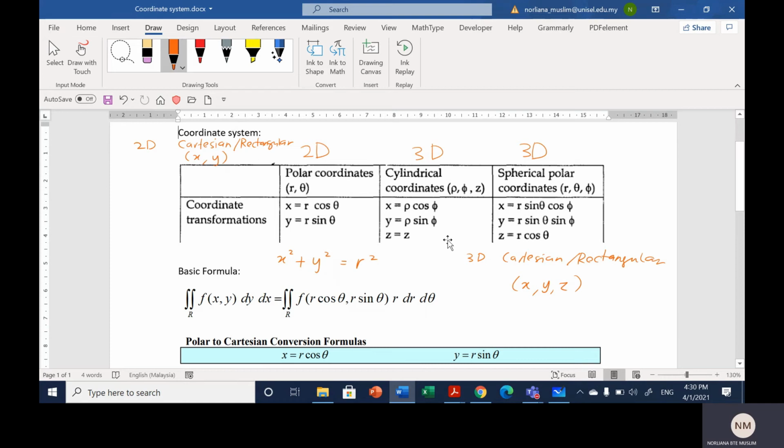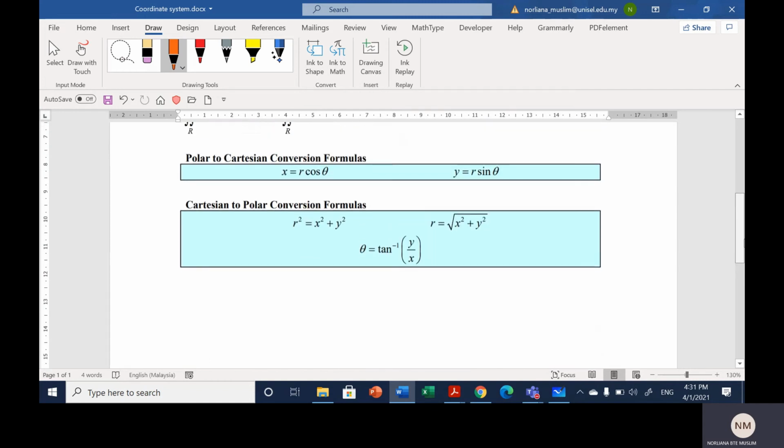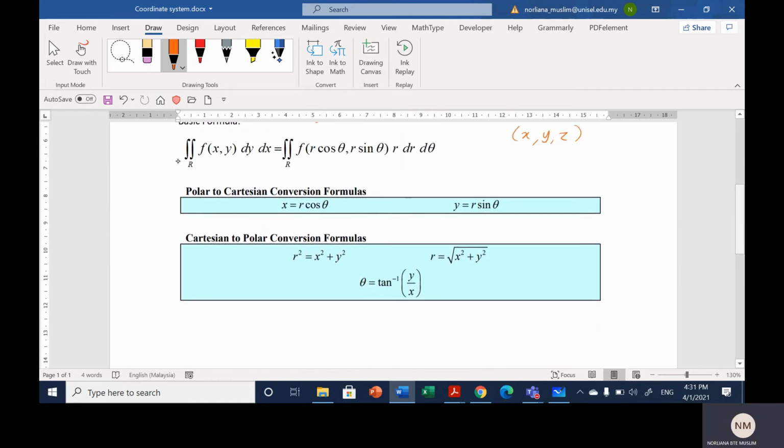Okay, so we are going to see the multiple integral one by one, starting with two-dimensional, and then we move forward to the three-dimensional. So this is the basic double integral using Cartesian. You can see dy dx. f(x,y) refers to the function. R refers to the region, this R. So this is the double integral in Cartesian. Then this will be the double integral in polar coordinate.